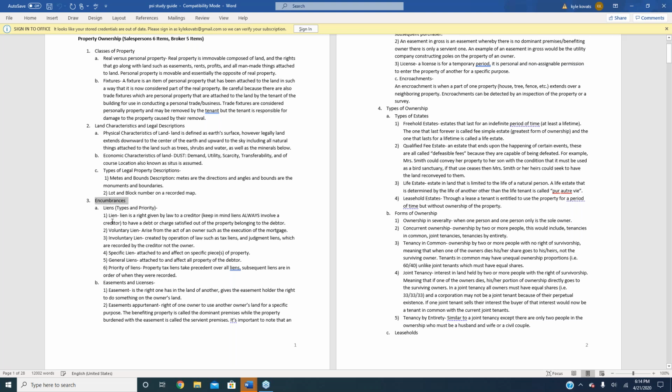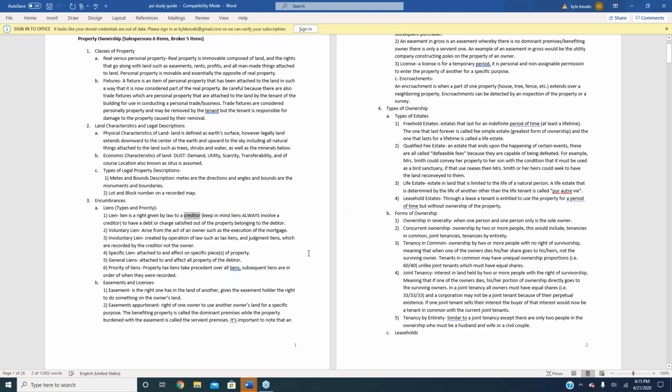Moving forward, talking about terms like liens, a lien is an example of an encumbrance. A lien is a right given by law to a creditor to have a debt or a charge satisfied out of your property. Simply put, the key word that goes along with lien is creditor. Anytime you have a lien, it means you owe somebody money.